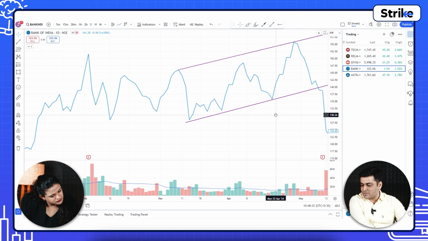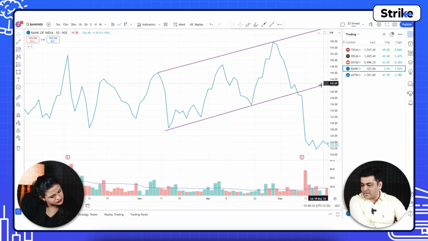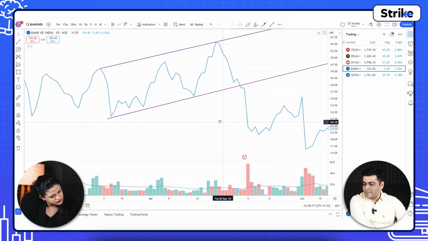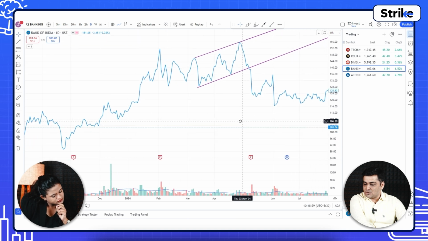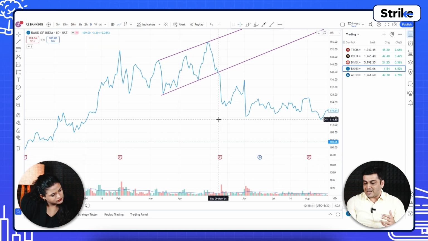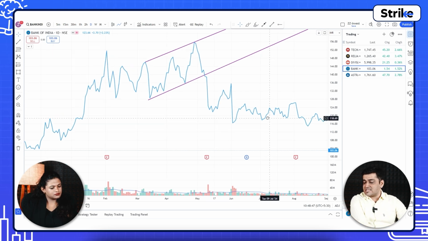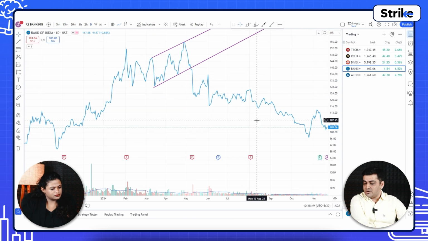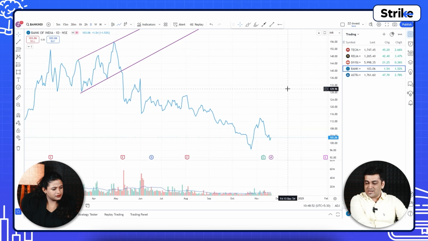And in this case, there was a breakdown. And once there was a breakdown, there was a steep downtrend. So this way, your trend lines or the channel lines act like a very strong support and resistance level, and traders can take decisions accordingly. All right. Now what do we have?